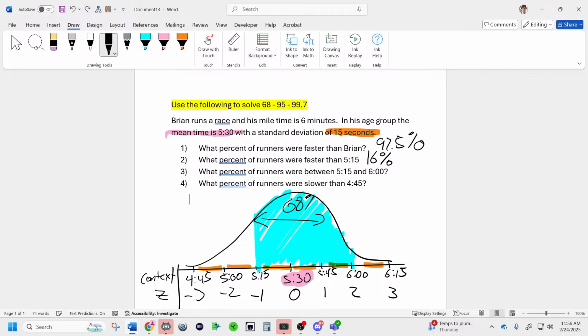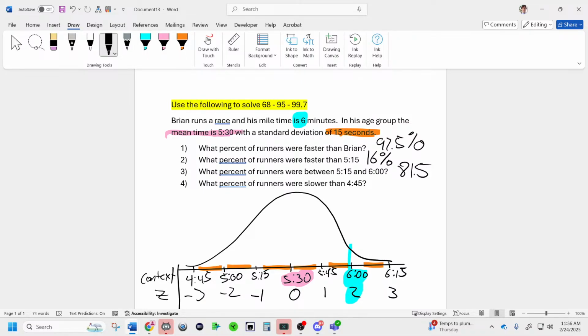So let's talk about the first one again briefly here. On the first one, you should first find the what for Brian's time? Here's Brian's time. Just the steps you would do to solve this. You should first find the z-score for it.